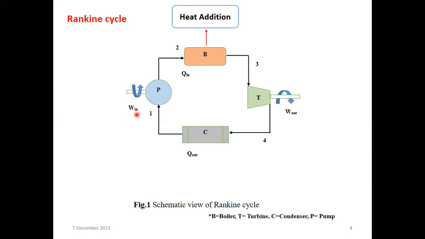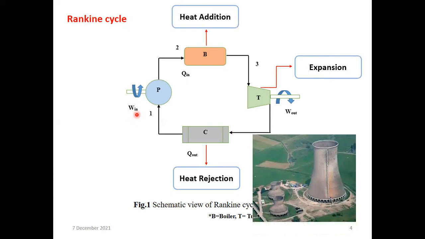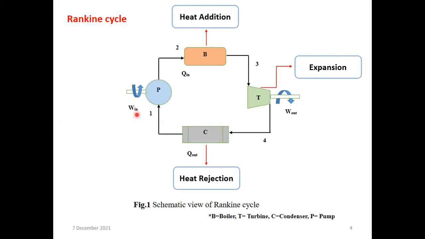So as I told, heat is added into the boiler, and again expansion takes place at the turbine, and heat is rejected at the condenser. And this heat rejection occurs with the help of a cooling tower, and then, after isentropic expansion, with the help of the pump we will pump the water into the boiler. This is the basic principle. So 1, 2, 3, 4.